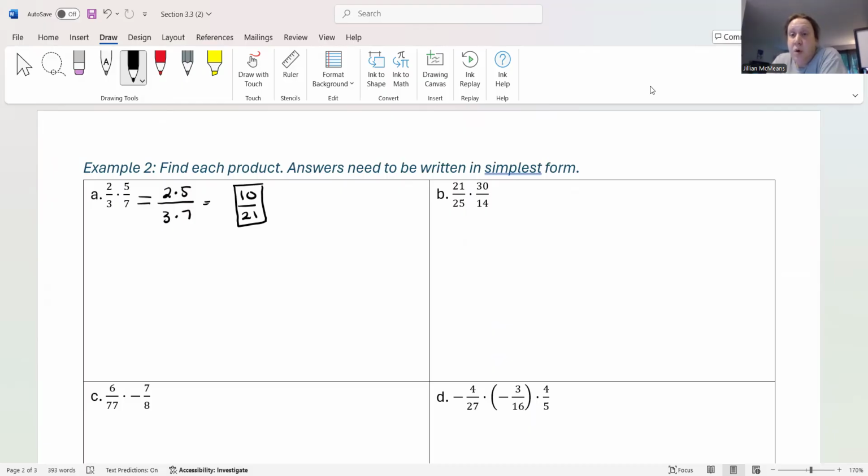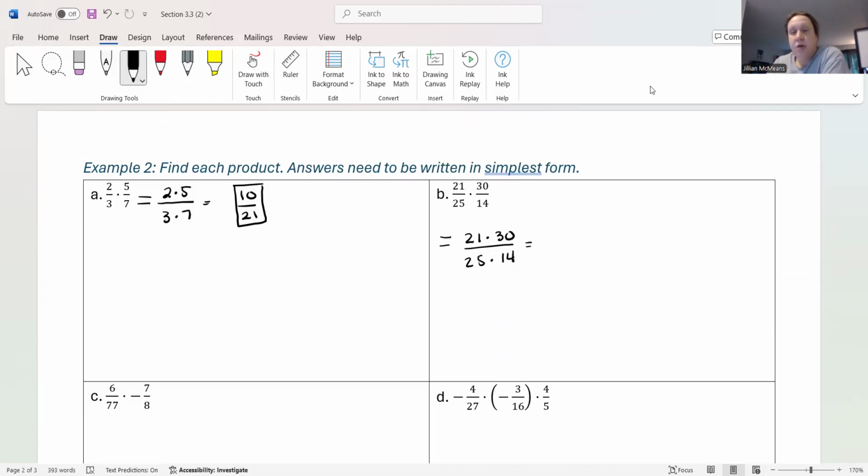So part B, we have 21 over 25 times 30 over 14. I can already see a couple of situations where I have common factors that I could divide out. Now, we could go ahead and find prime factorizations for all of our numerators and all of our denominators, but that alone would take a long time. So what I'll generally do is start by just getting my numerator and my denominator set up. My numerator is going to be 21 times 30. My denominator is going to be 25 times 14. And then I'm going to take each number and see if there's a factorization, just one factorization of those numbers that I could use.